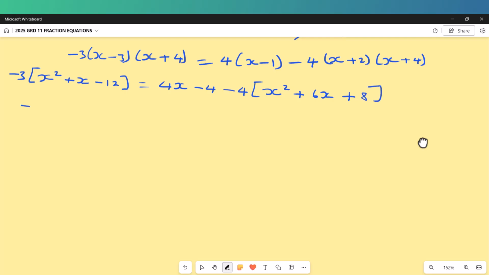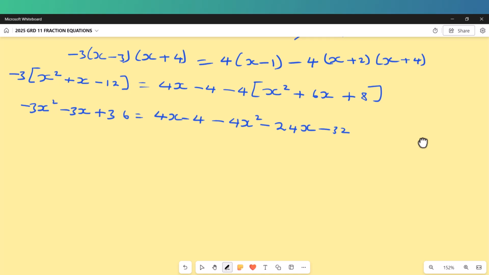Now open the bigger brackets. I'm going to get here negative 3x squared, right? And what about here? Negative 3x, then now positive 36. And then equals to, this is 4x, minus 4, then minus 4x squared. Now 6 and 4 gives us negative 24x, so minus 24x. What about here? Negative 32.